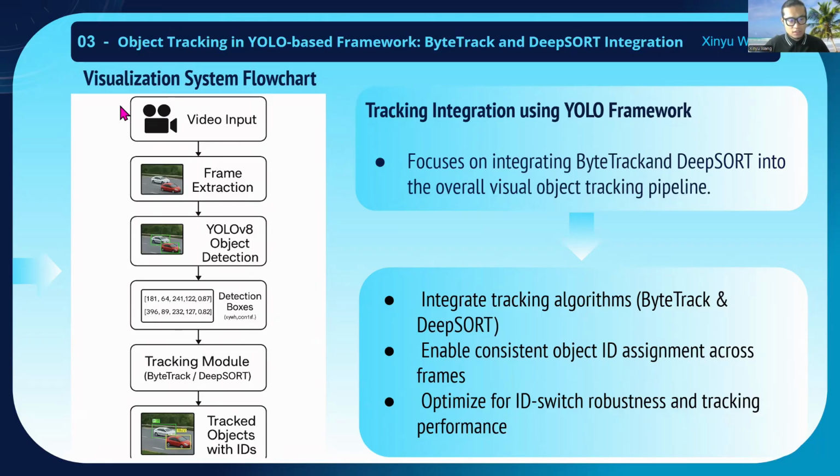As you can see in this figure, this is the system flowchart visualization of our project. First we have the video input, and then we do the frame extraction, and then we use the YOLOv8 model to do the object detection, and then we get some parameters, for example the X, Y, W, H parameters, and also the detection box. Then we feed those data and parameters to the tracking model, which is ByteTrack or DeepSORT. Then it can do the tracking with the IDs.